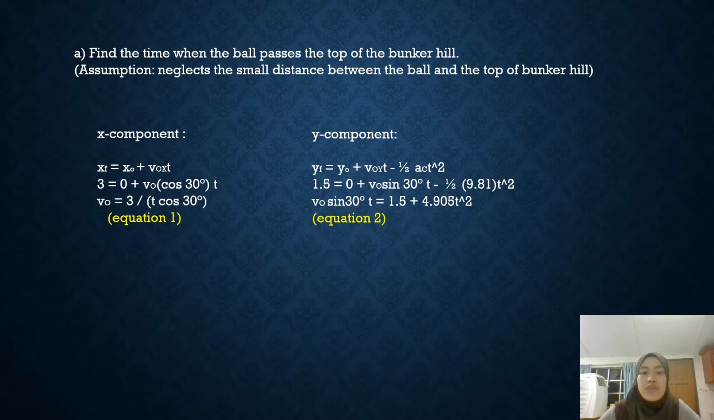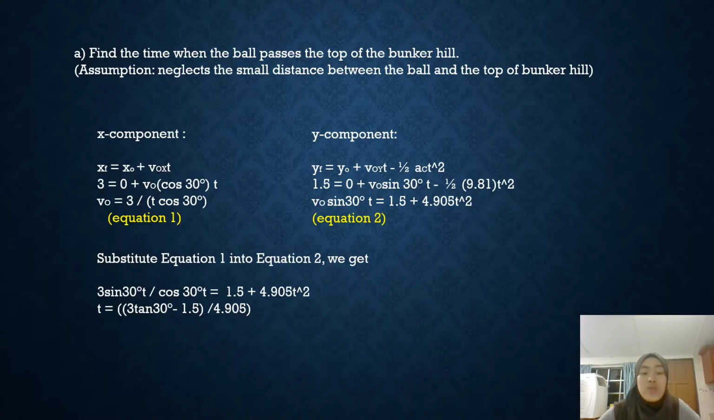And then we work on the y component. We are going to use the equation y final equals y initial plus v initial t minus 1 over 2 acceleration due to gravity times t to the power of 2. Then we substitute the values: y final 1.5, y initial 0, plus v initial sin 30 degrees t minus 1 over 2 times 9.81 times t to the power of 2. We will get equation 2 for this y component.